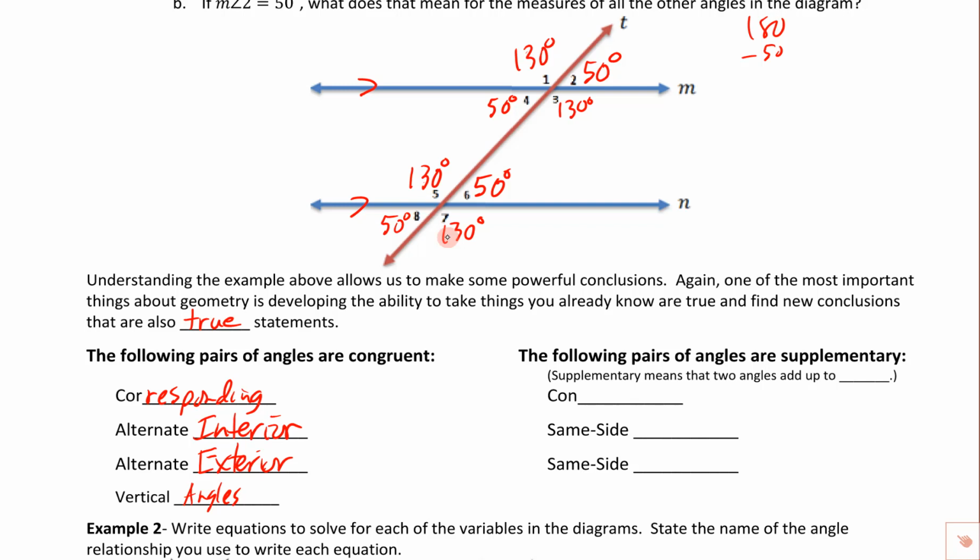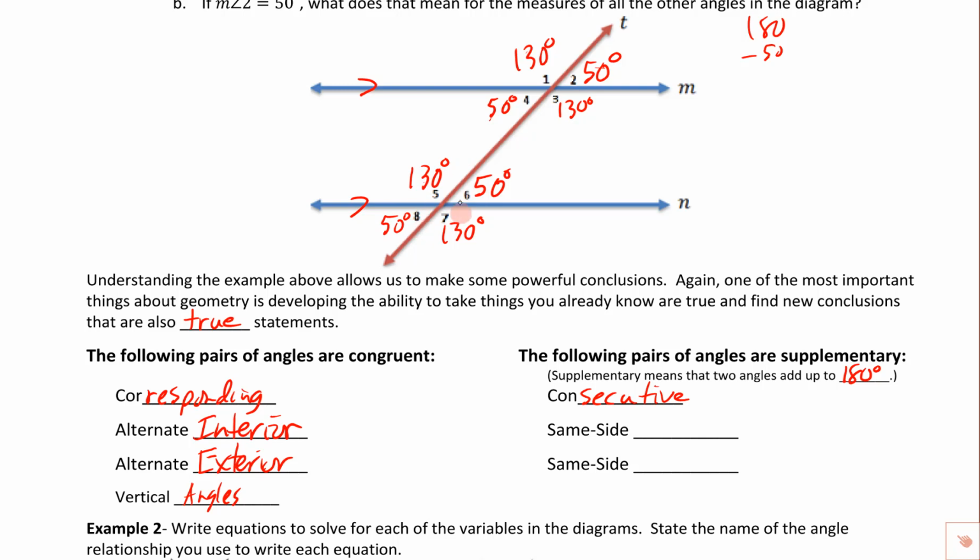All right. Now there are some other things that we can say besides just that there are some congruent angles, and it comes from that whole straight line and 180 thing. So it says the following pairs of angles are supplementary. Remember, supplementary means that there are two angles that add up to 180 degrees. So consecutive angles. Take a look at this. If they're right next to each other, 130 and 50, 130 and 50, 130 and 50, 130 and 50.